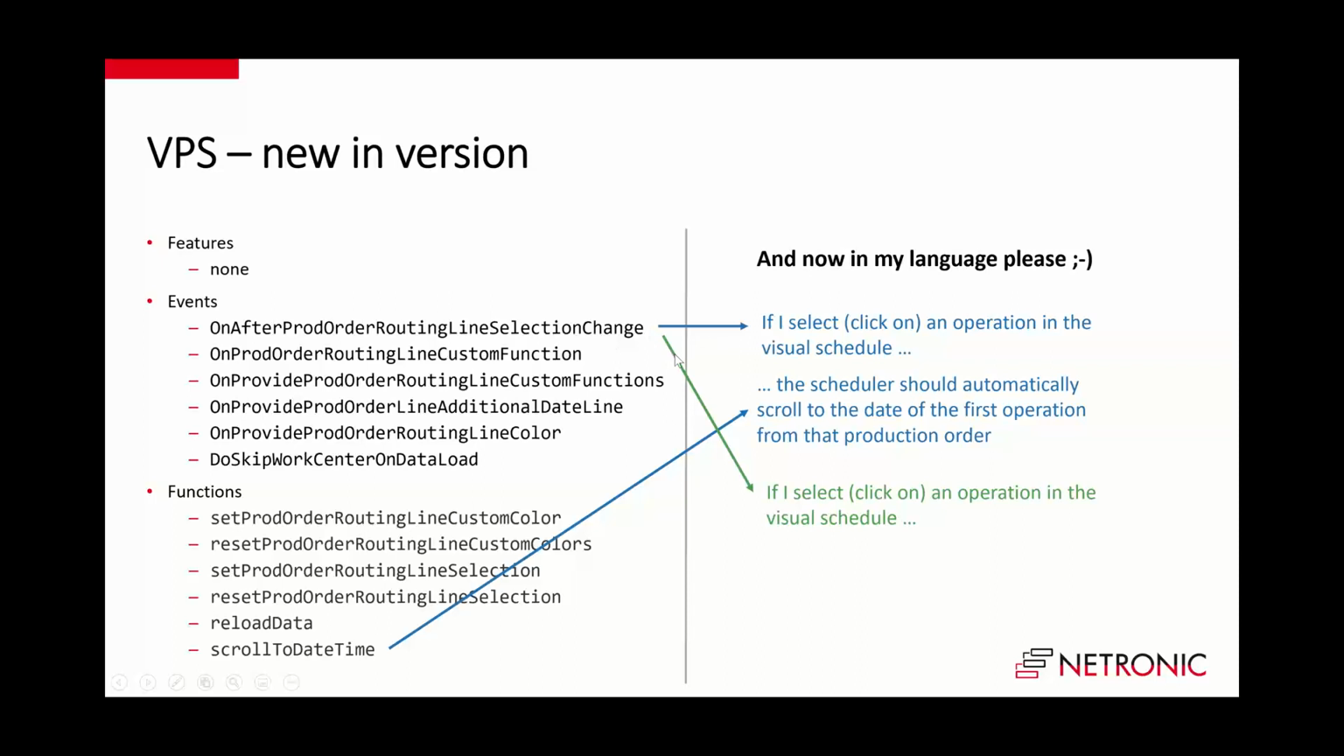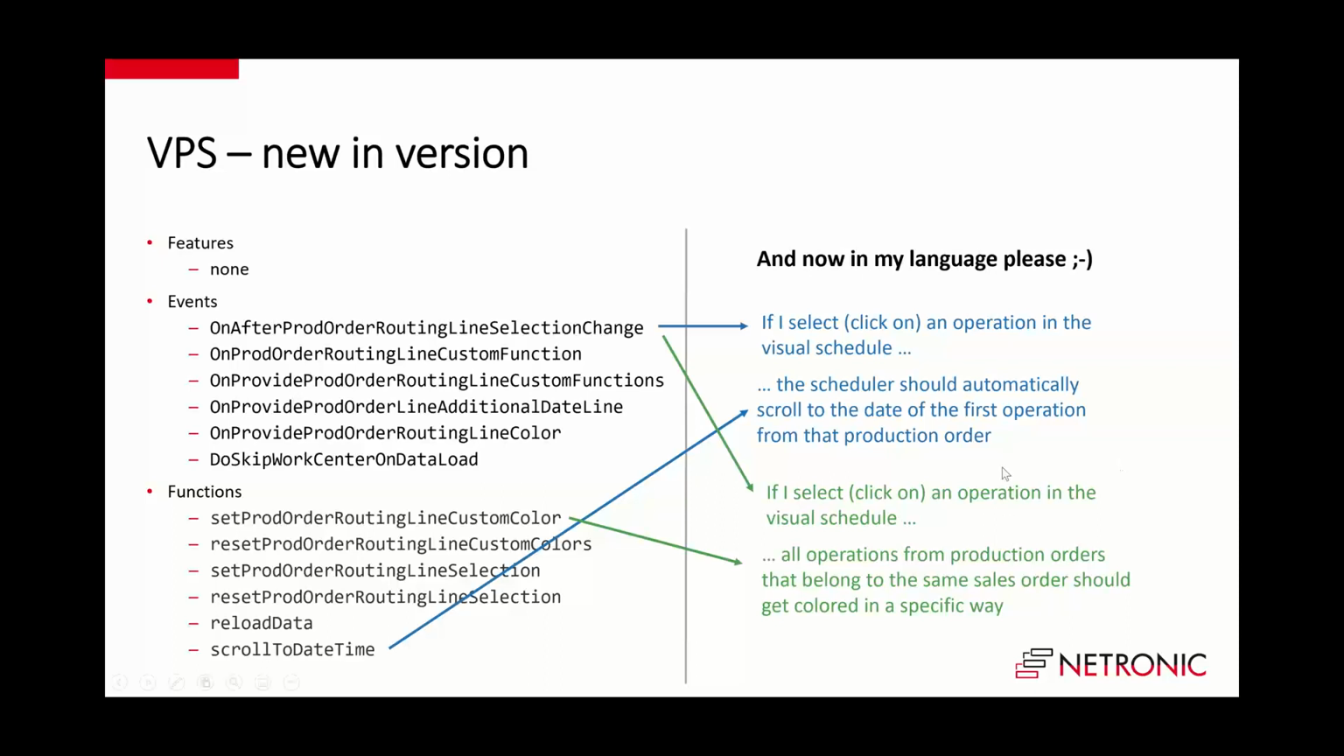Or another example is, we can start with the same event, listen to what is clicked, what is selected in the visual schedule, and then combine it with set production order routing line custom color. So you can set from your code any color for any operation. Now I know which production order, which operation is clicked. From your code, you know to which production order this belongs, and you might know to which sales order this production order belongs.